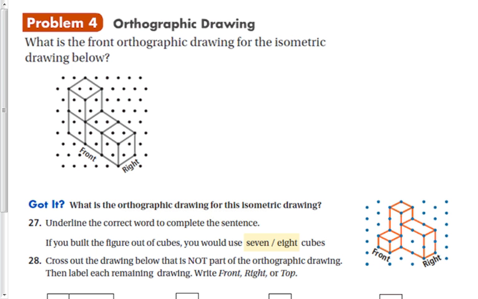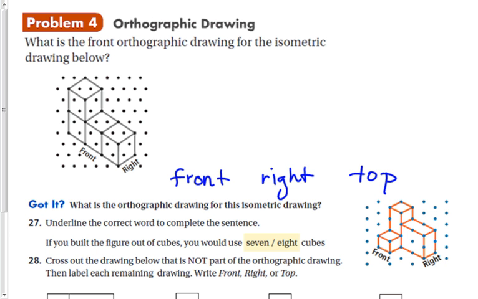All right, so what is the front orthographic drawing for the isometric? I'm going to show you a couple more. An orthographic drawing is a 2-dimensional view of a certain 3-dimensional shape from a certain perspective. So what I'm saying here is this object here, you could look at it straight on from the front. You could look at it straight on from the right side, the left side, the top side, the bottom side. I'll just do a couple of these so you can see what it looks like.